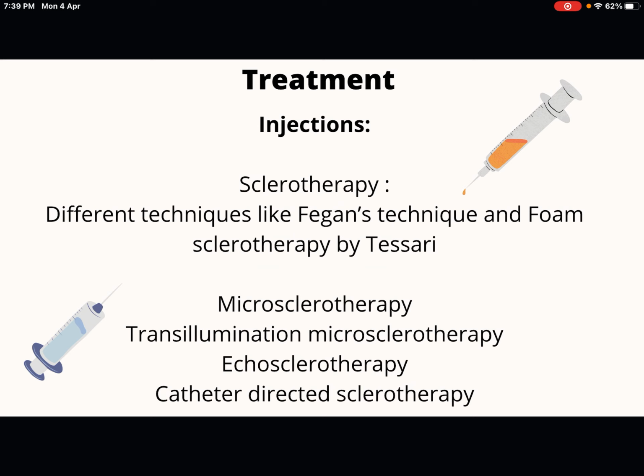Coming to the injection part, the main part is sclerotherapy, and there are different techniques for sclerotherapy like Fegan's technique and foam sclerotherapy by Tessari. There is so much to explain, so in a simplified way I am just mentioning the names only. There are other methods like microsclerotherapy, transillumination microsclerotherapy, echosclerotherapy, catheter directed sclerotherapy, etc. There are so many methods.